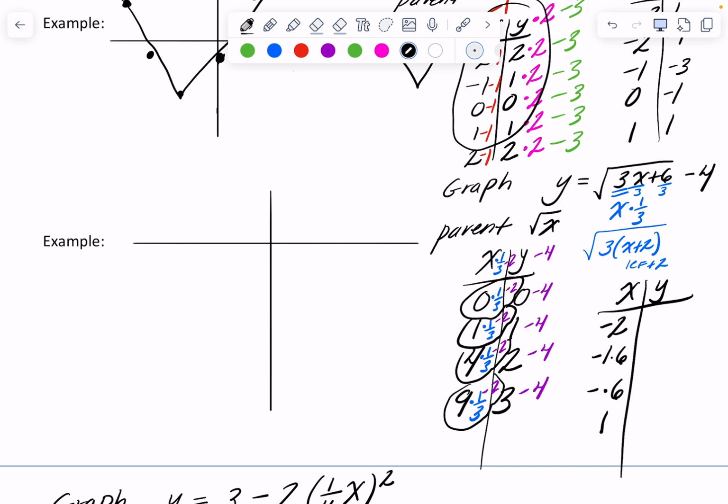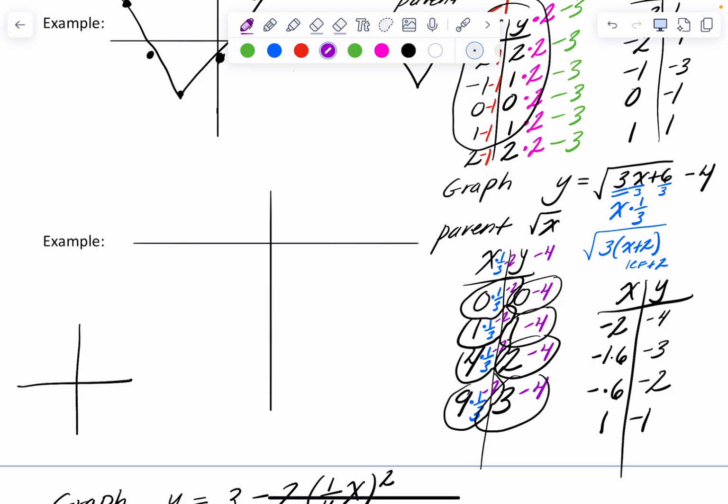Okay. So then 0 minus 4 is negative 4. 1 minus 4 is negative 3. 2 minus 4 is negative 2. 3 minus 4 is negative 1. Now this is where your background knowledge is going to help you. A square root graph, parent function, starts at 0 and it's a sideways parabola like this. So if you're graphing this and your graph doesn't look like that shape, then you messed up.